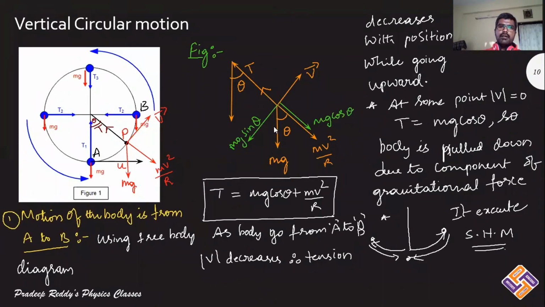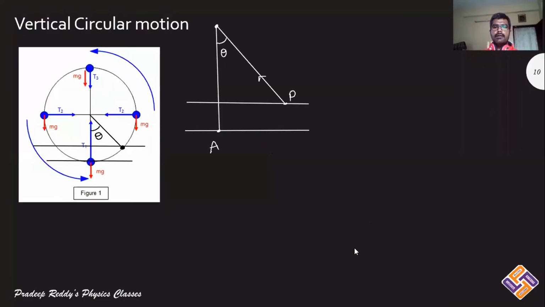So this is when the body is provided some velocity v such that it goes to a certain height and then executes SHM. Students, we have learned that when the body is provided some velocity at point A, let me take that velocity as UA, the velocity at position A. When you provide velocity at position A, it goes to a certain height and then it comes back.